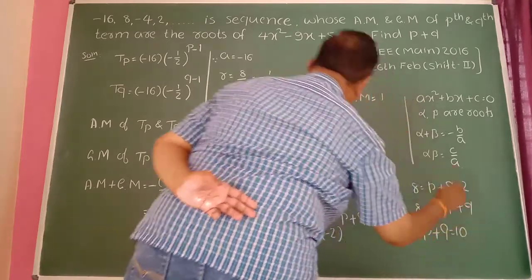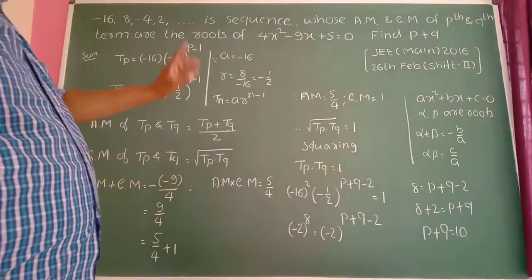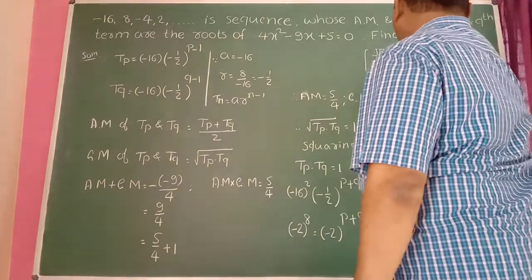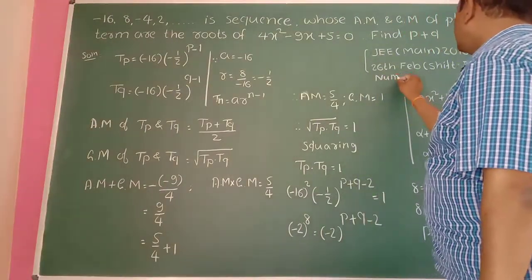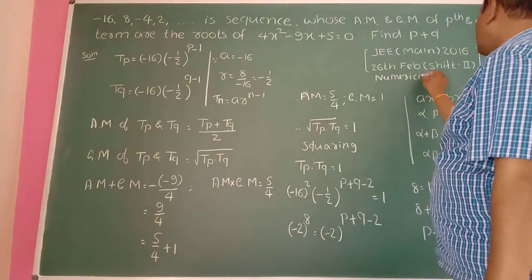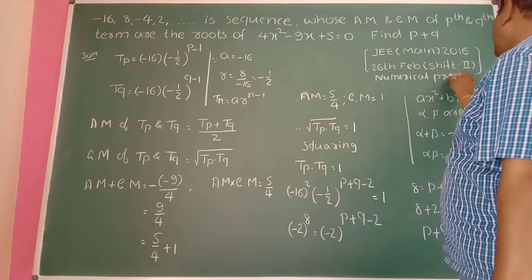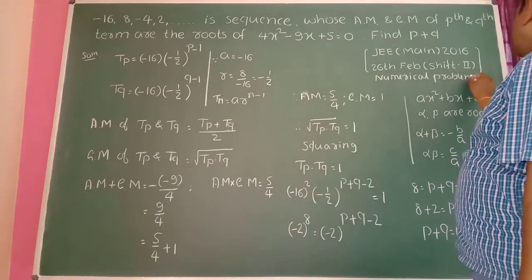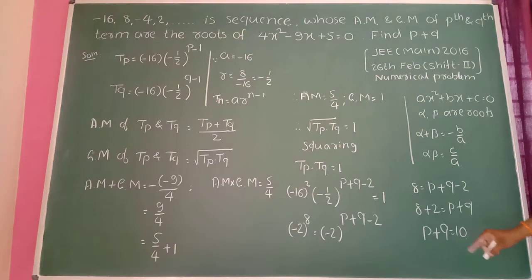is equal to 10. This is a numerical problem here. They are not giving any options here. Therefore p plus q is equal to 10 is the answer.